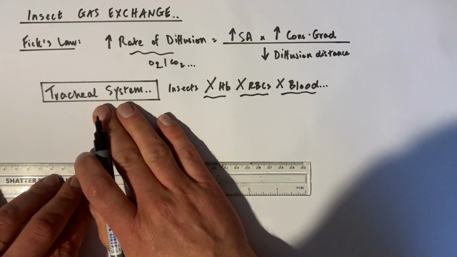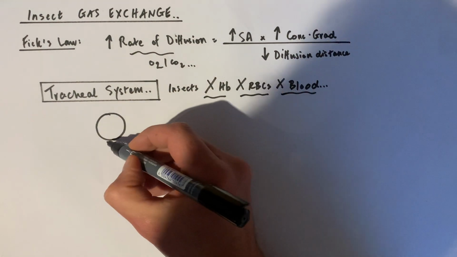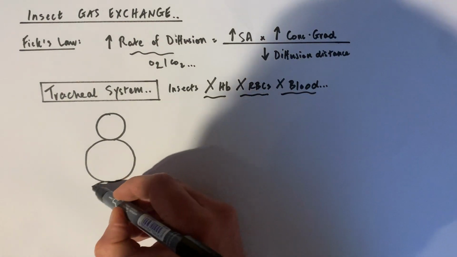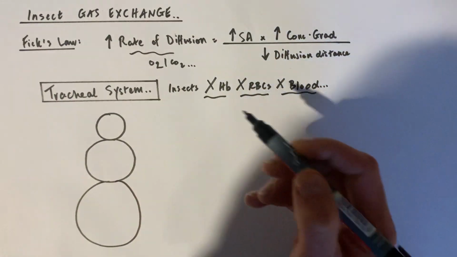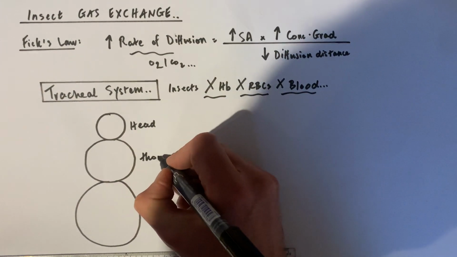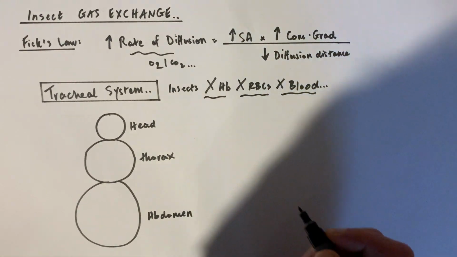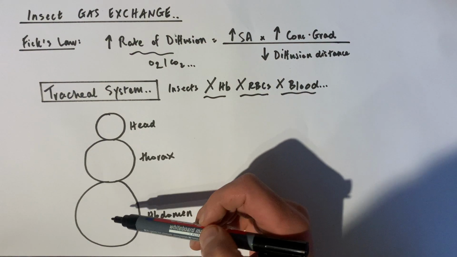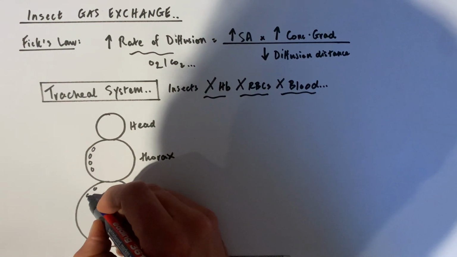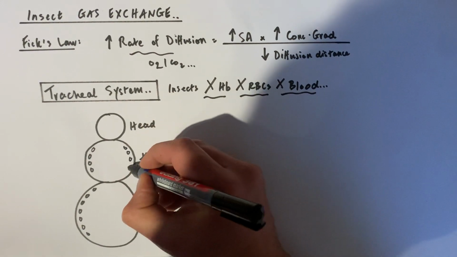So what is the tracheal system then? Well, if we have a look at an insect, there are three body parts of an insect. There's the head, there's the thorax, and then the third section of any insect, the basic body plan, is going to be the abdomen. So we could say head, thorax, and abdomen. Now, down the length of either side of the thorax and the abdomen, you have these little muscular valves called spiracles. So either side like this.